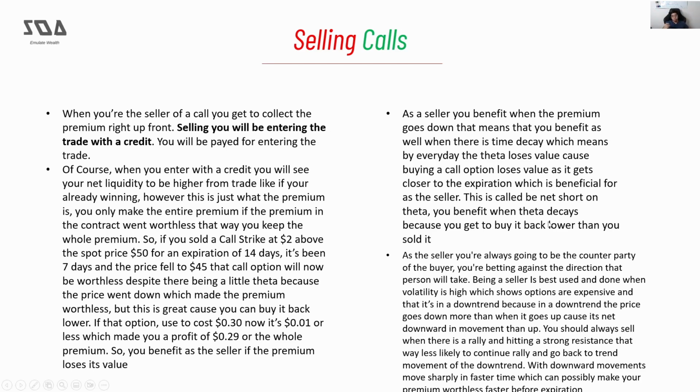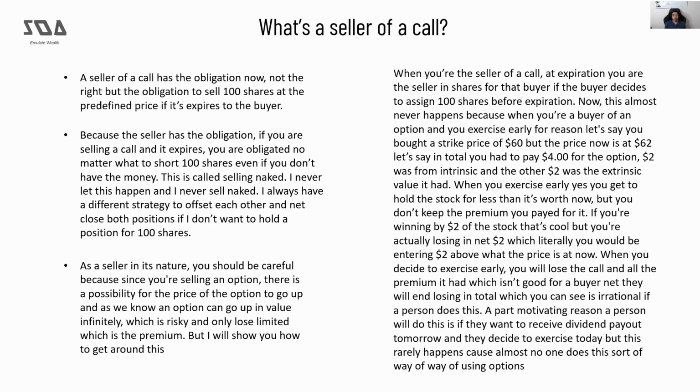So to sum this up, when you're selling a call, you should always sell it in a downtrend, because it's less likely that the price is going to go up and hit your strike, which is obviously a bigger probability. We always want to enter things that have a bigger probability, as I've explained also in stocks: I never enter anything that's a 50-50. So ideally, you want to be selling calls when it's in a downtrend, because it's less likely to go up. Now, what's a seller of a call then?